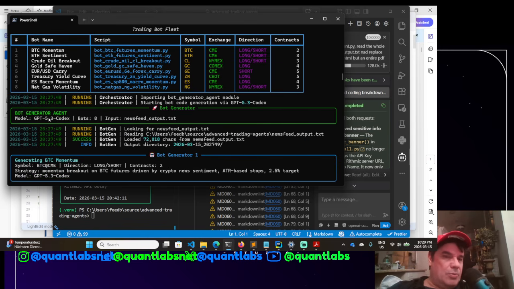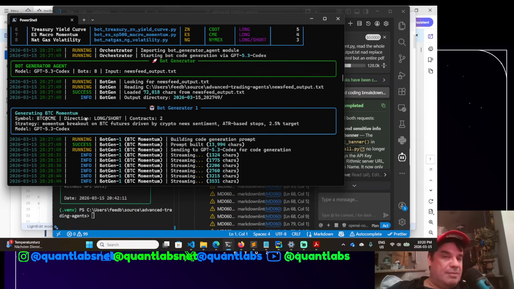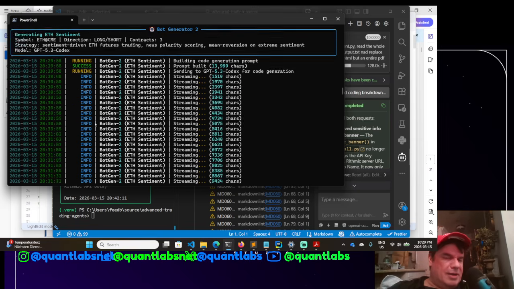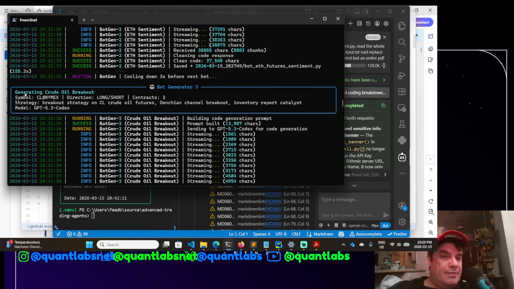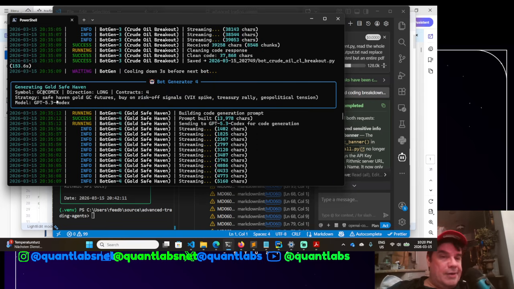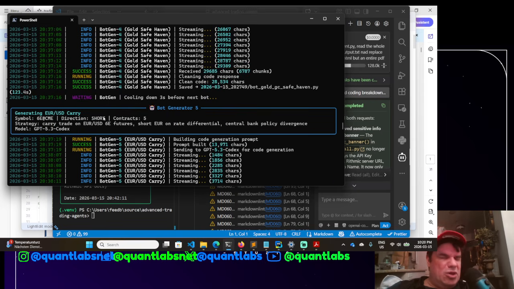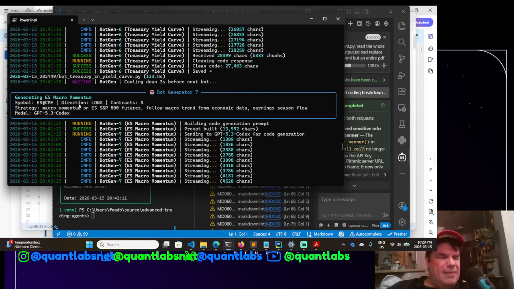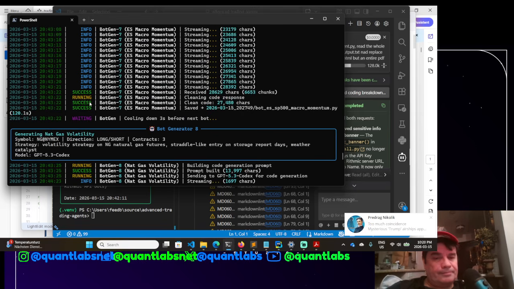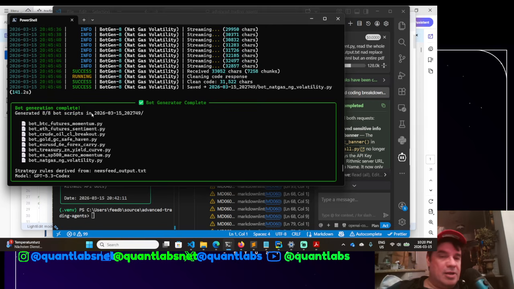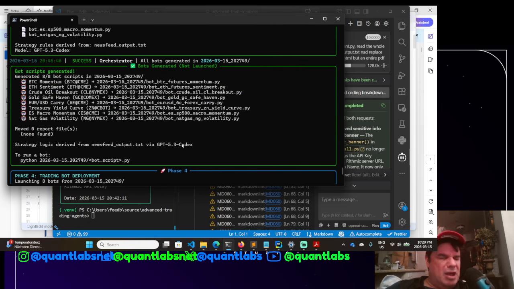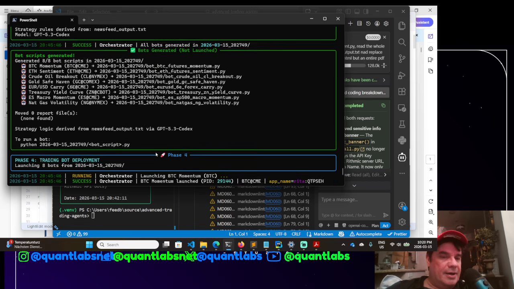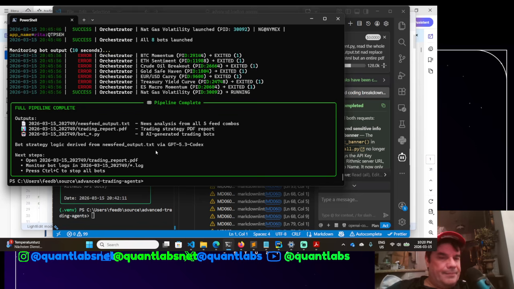So what it does, it'll go out and create the first bot using that Codex. And then it will create the Bitcoin momentum, and then it'll do the Ethereum. Then it'll create the oil. Then it'll create the gold, the Euro USD, and then the Treasury yield. Okay, and the ES macro momentum, along with the natural gas as well. And then there's a summary here at the bottom, on what it's creating, what symbols it's using, and so on. Okay, and then it does its thing.